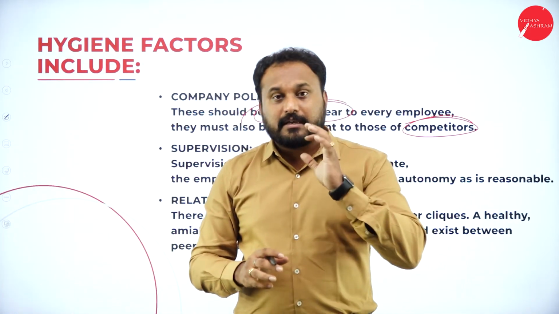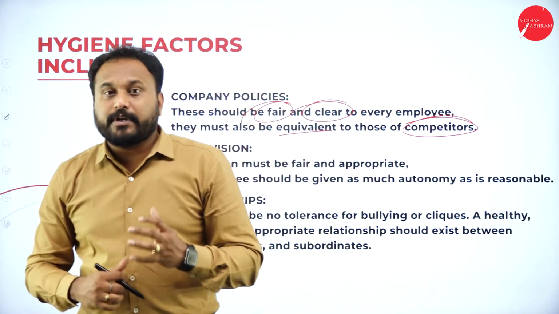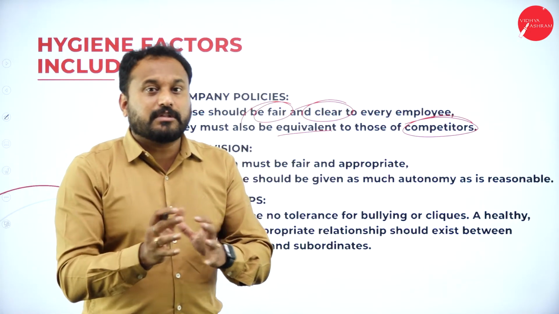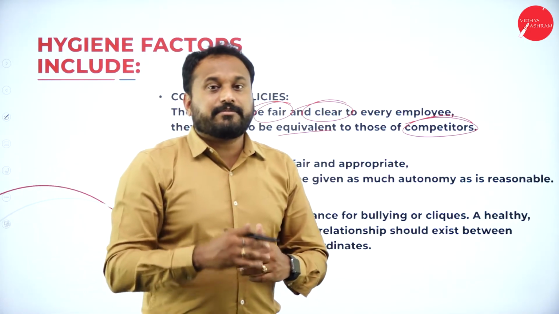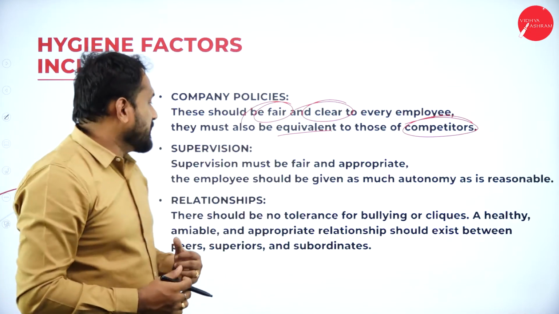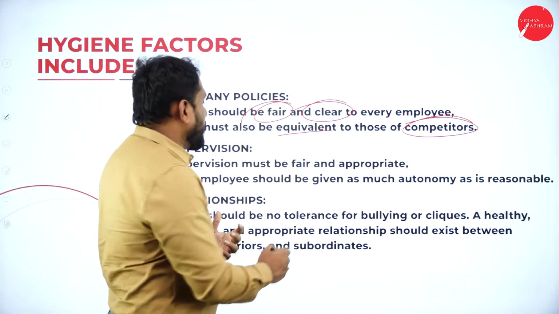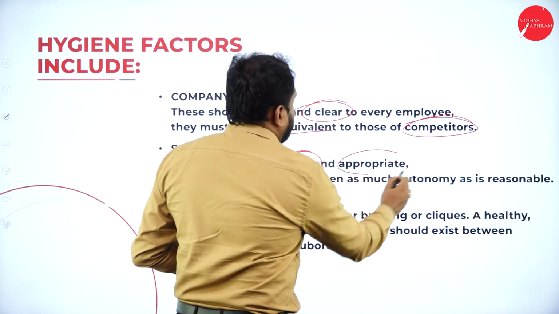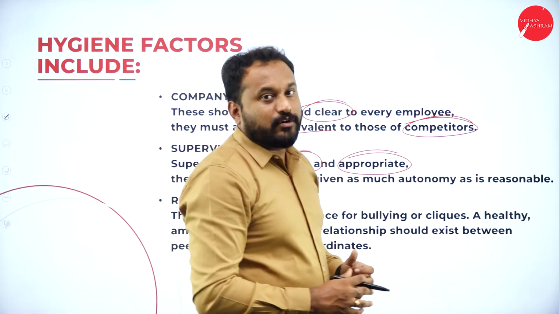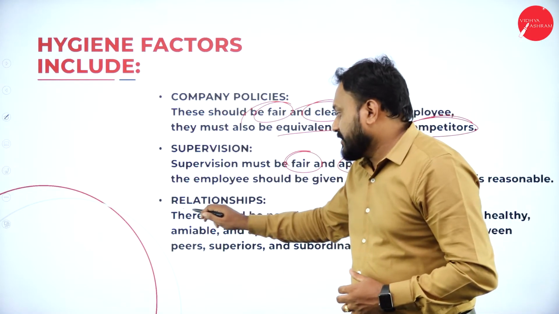Because company policy is one of the few things which the employees will look at very carefully, and they'll stick to the policies and not do something which is not mentioned in the policy. That's the reason you should have a very clear-cut policy. Next is supervision. The supervision should also be fair and appropriate. There should be no bias when we go for it. It should be unbiased.